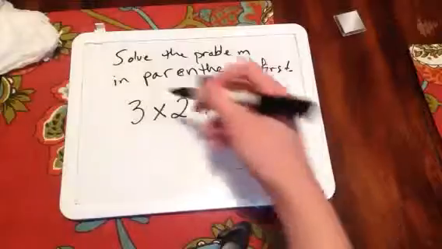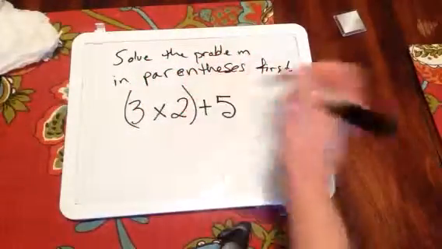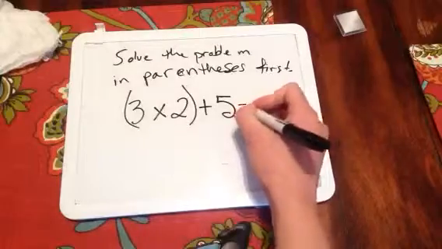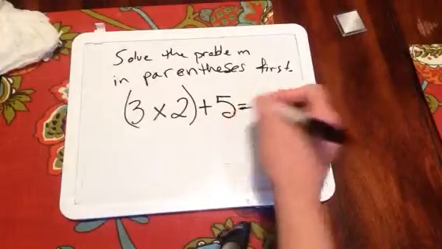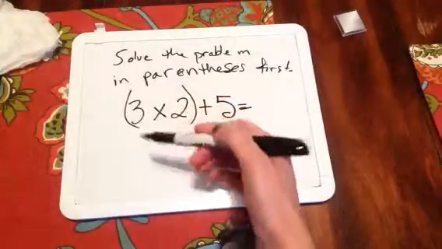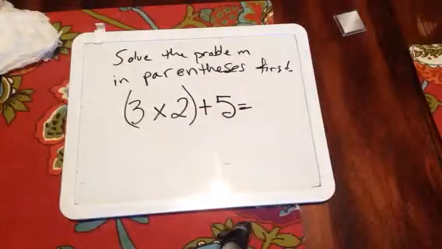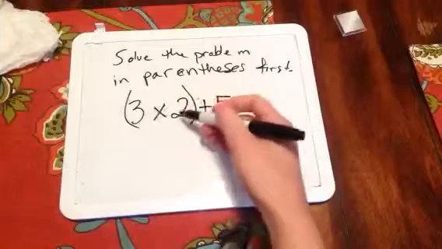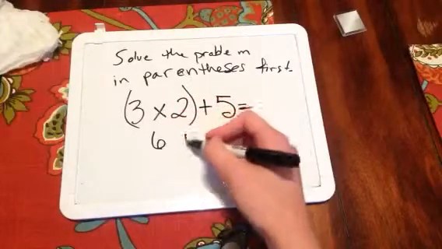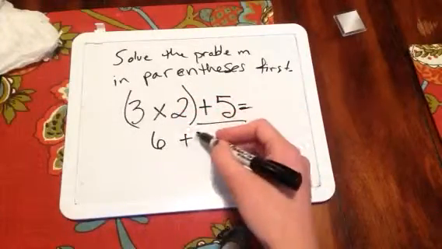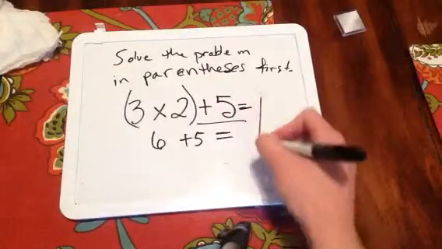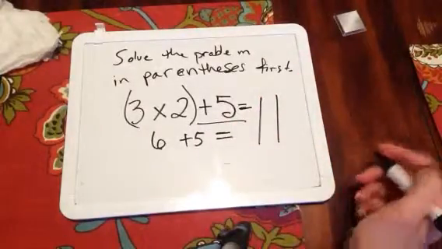So let's take a look. If we put the parentheses around 3 times 2 plus 5, let's see what that comes out to. Watch how I mark down the information and don't just keep it in my head. 3 times 2 is 6, and then I do whatever I need to do for the rest of the equation. 6 plus 5 is 11.